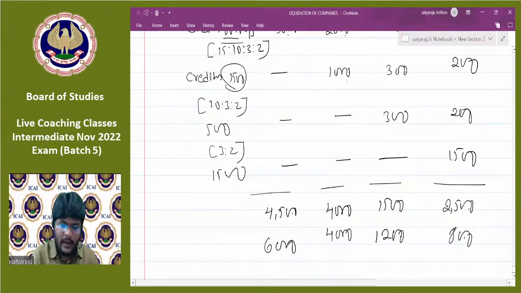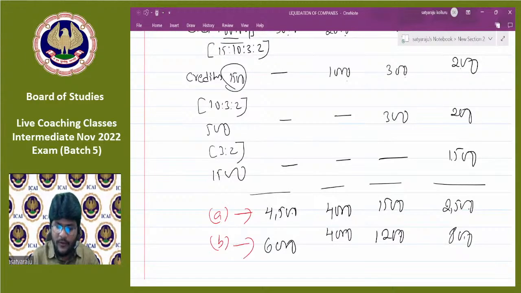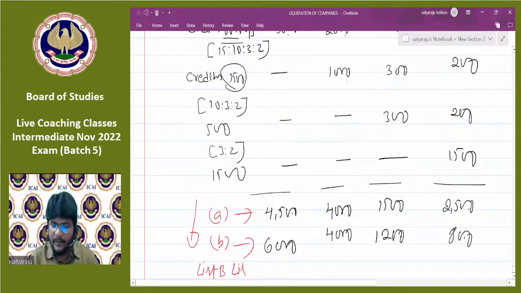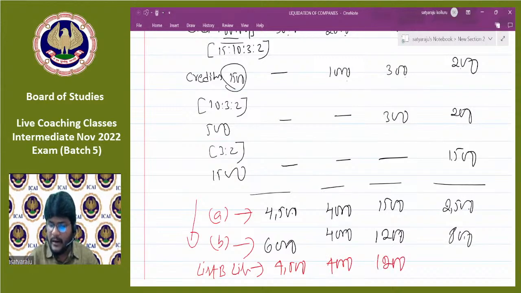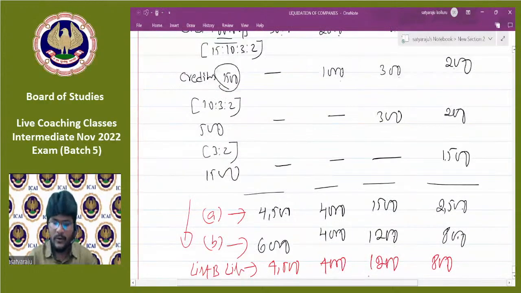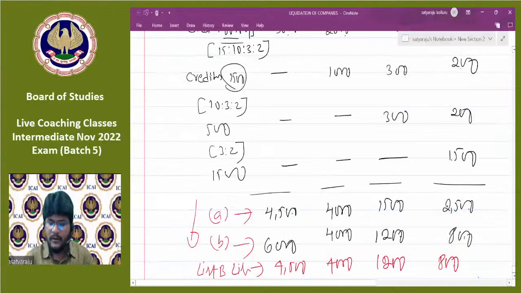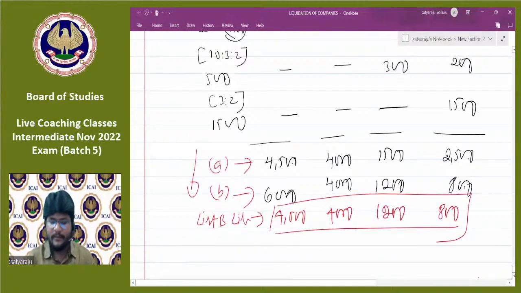This you can call as A. This you can call as B. Whichever is lower is the list B contributory's liability. Whichever is lower: 4,500 here, here 4,000, both are same. Here 1,200, here 800. This is all about list B contributory's liability, guys.